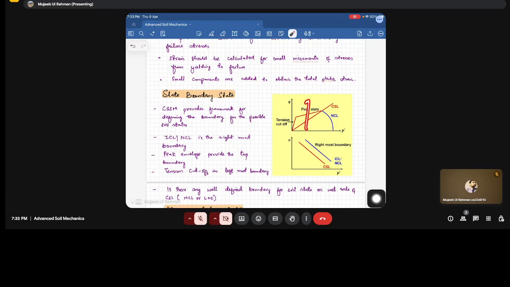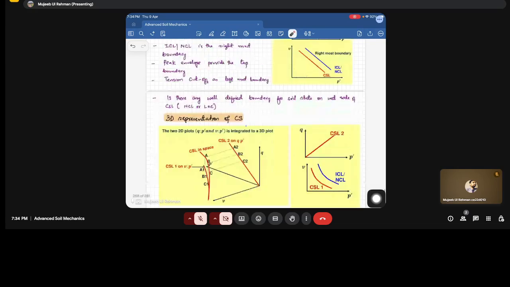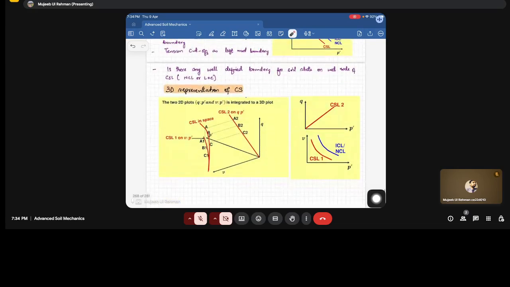Now, corresponding to this, can there be a bound? Is it possible that there will be a boundary on the wet side of CSL? Is there any well-defined boundary of the soil state on the wet side of CSL? It means: is there any surface which tells us that beyond this line there is no possible state, or is there any bound on the wet side of the CSL? So this we need to determine.